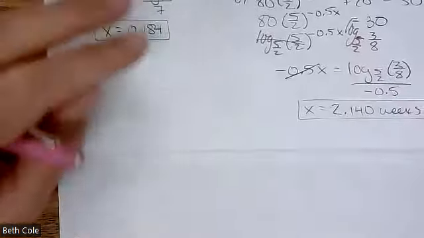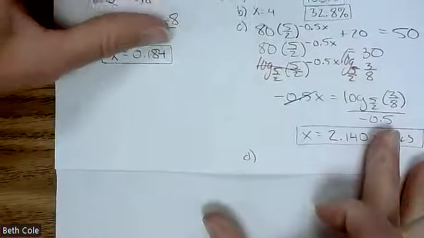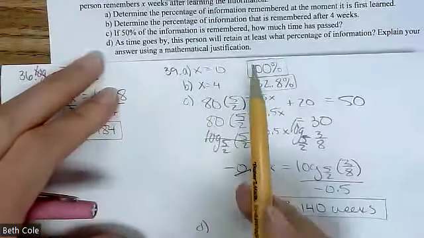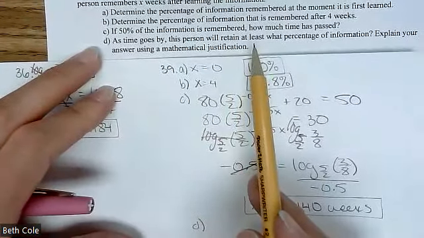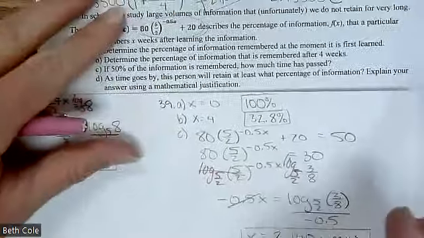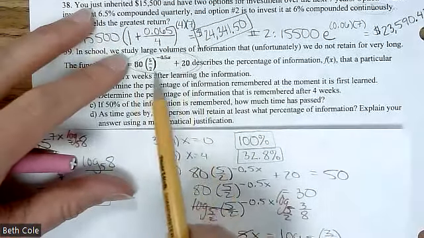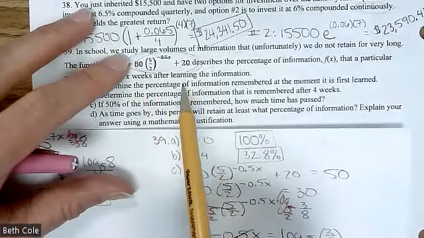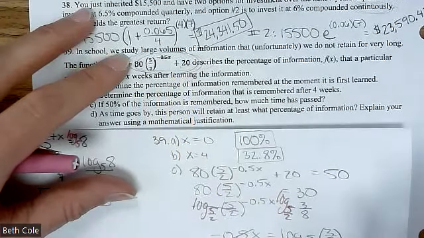And then what was part D? I think there was a part D for that. As time goes by, you're going to remember at least something. Like I said, it's not going to be 0. Look back at the equation. Where is this going to level off? How much percent will you remember?